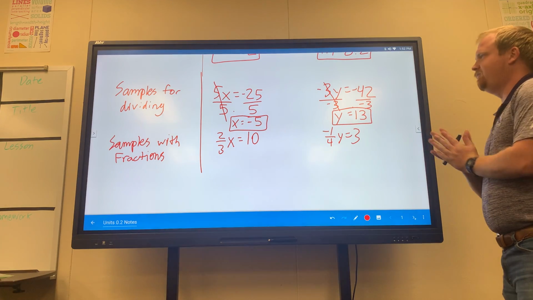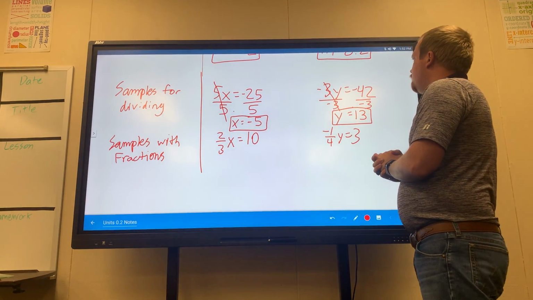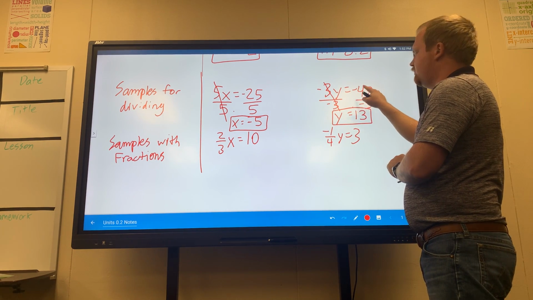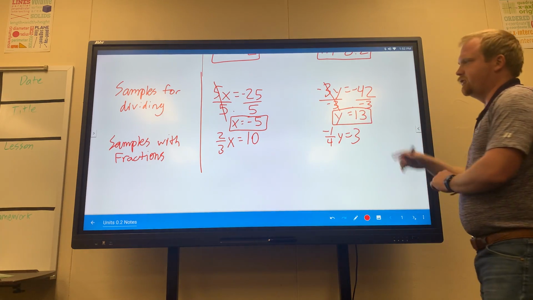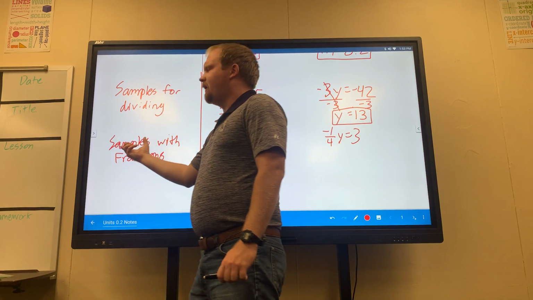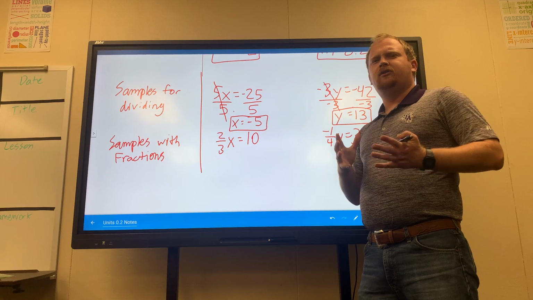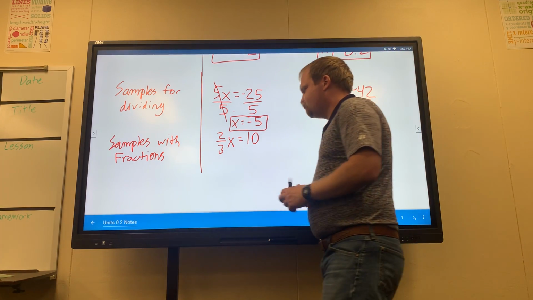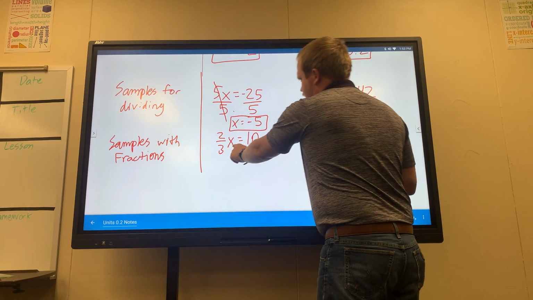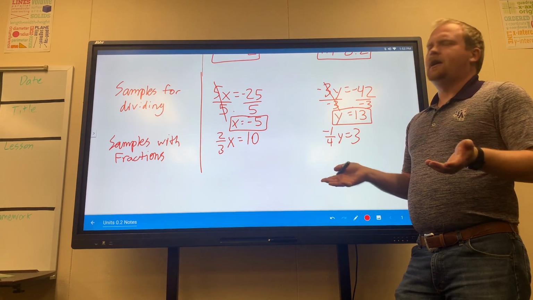Now, I know I'm forgetting to fill in the box. Okay? But the answer for negative 3 times y equals negative 42 gives me y equals 14. Now, I do believe that it's important to know how to work with fractions in this sort of way. But it's a really simple idea, okay? So, 2 over 3 times x equals 10. Okay? Now, how can I get rid of that?